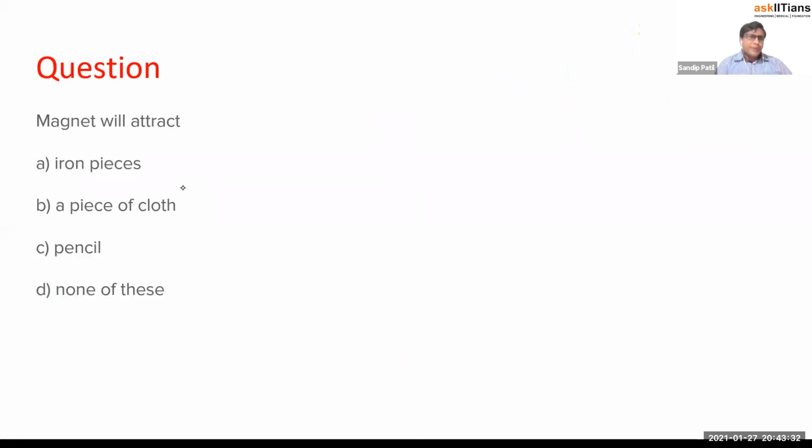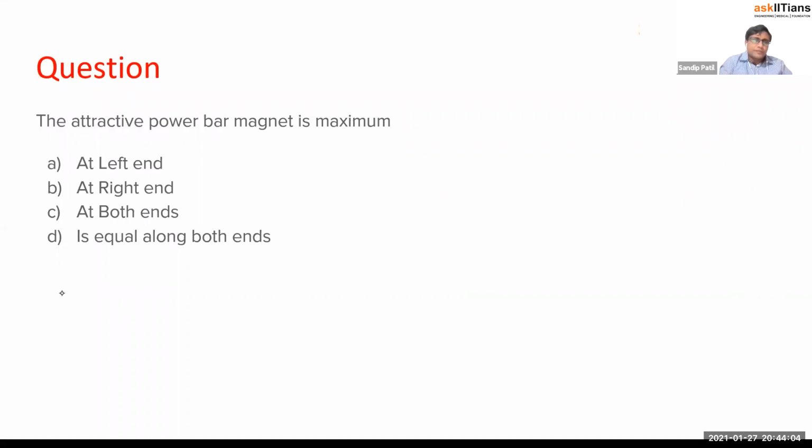Right? So the first question says a magnet will attract, right? Which option could it be: an iron piece, pieces of cloth, or a pencil? We already know that, right? A magnet attracts magnetic material. We call them magnetic material, and iron is our magnetic material. So a magnet is going to attract iron pieces, right? Very simple. And cloth and pencil, we are going to call those non-magnetic materials, right?